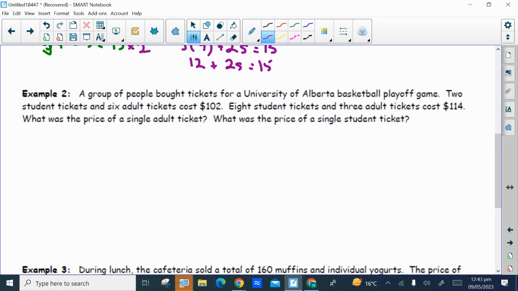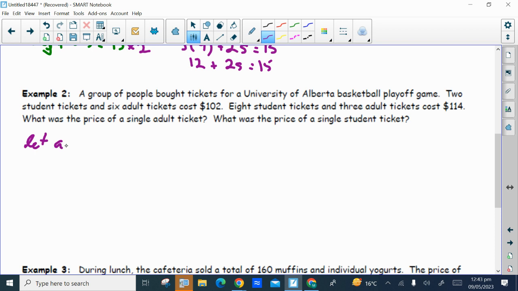A group of people bought tickets for a University of Alberta basketball playoff game. 2 student tickets and 6 adult tickets cost $102. 8 student tickets and 3 adult tickets cost $114. What was the price of a single adult ticket and the price of a single student ticket? That's what we're trying to find. We want to know the price of each adult ticket and the price of each student ticket.